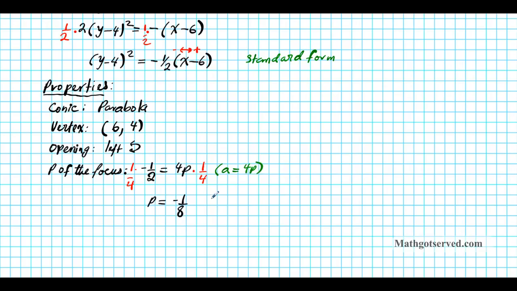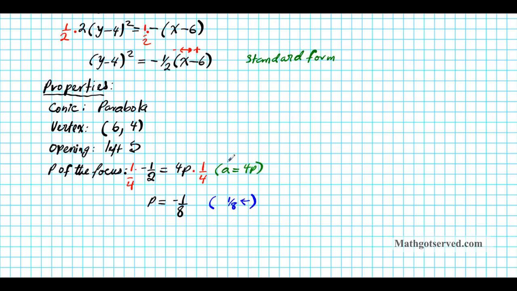-1/8. Okay, so this tells me something. This negativity tells me it is either going left or downwards. Since the opening is to the left, the focus always goes in the direction of the opening of the parabola. Okay, so this quantity right here is basically telling us that the focus is going to go 1/8 units to the left from the vertex.